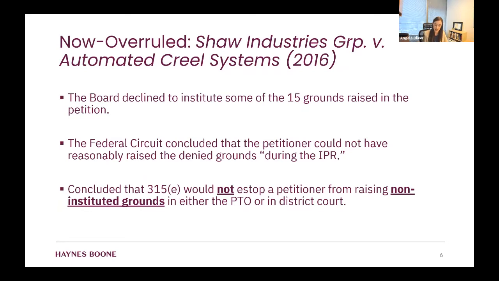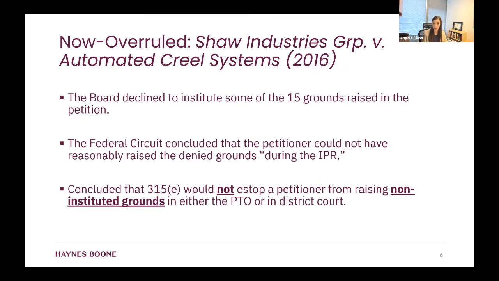And the impetus behind the Shaw decision was the board's previous practice of partial institution. For those who remember the early years of AIA trials, the board would often grant institution as to certain grounds in your petition, but would deny institution of other grounds. I remember when I was a summer associate, for example, at Haynes Boone in Texas, I had a large project where I spent a good while researching why the board would deny certain grounds as being redundant and what on earth that meant and how to avoid it. Those were the issues we were seeing in the early years of IPRs. And sometimes the board would deny certain grounds, not for being redundant, but just for not finding the arguments persuasive. So long story short, the practice of partial institution by the board was quite common in the early years.